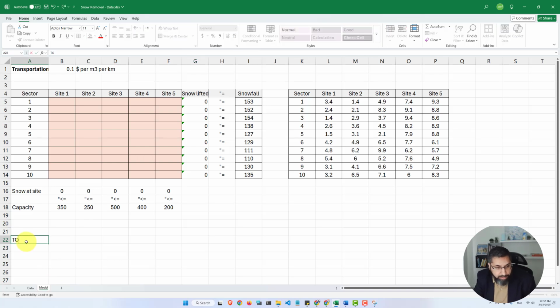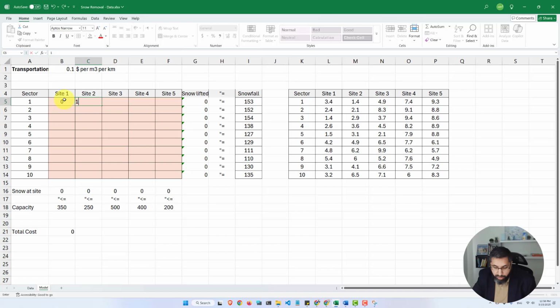And then I need my total cost. That's going to be some product of how much snow I pick up times the distance, because snow times distance times the transportation rate is going to be my shipping cost. So if I ship 1 unit here, that travel distance of 3.4 kilometers times 0.1 gives me a cost of 0.34, because 3.4 times 1 times 0.1 is 0.34. Okay, let's make this 0.